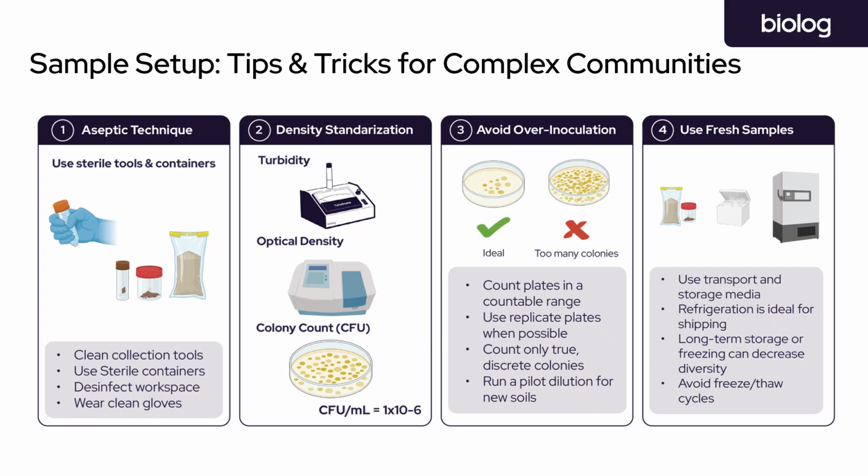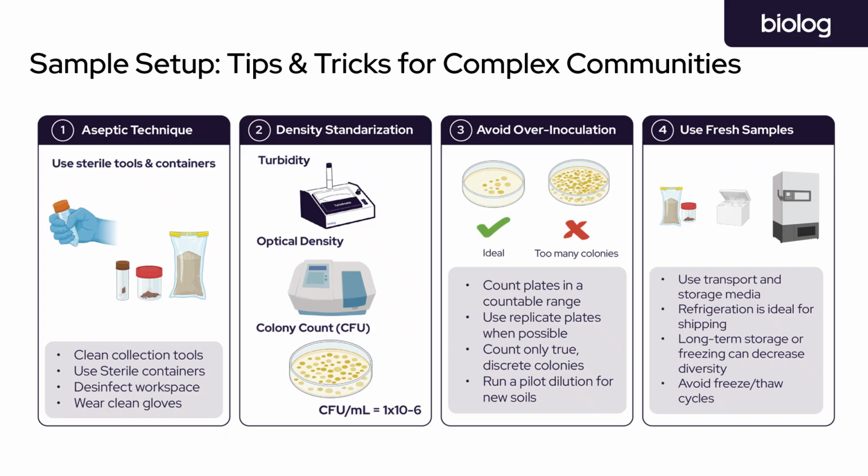Second, always adjust the density of your samples. I already said that before, but you have to find a way to adjust the density of your samples. You can use a turbidimeter. This is what we recommend, but you could also use optical density or even colony counts. But you always got to find a target inoculum.